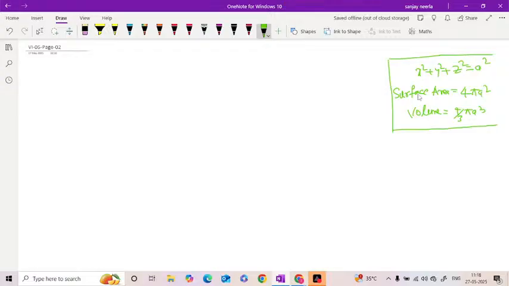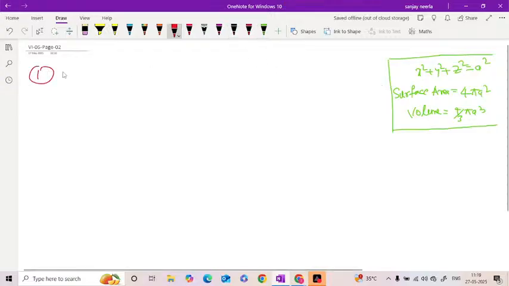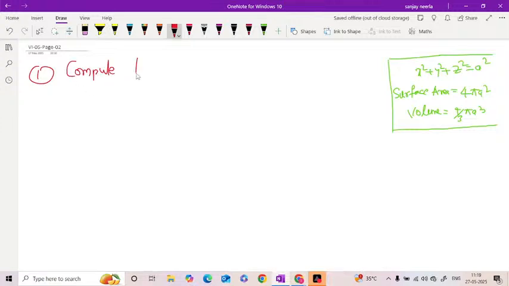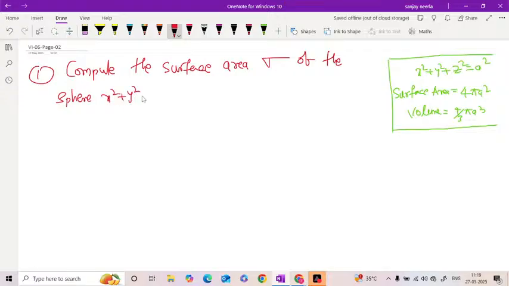Now we will see the first problem. Compute the surface area sigma of the sphere x square plus y square plus z square is equal to a square. So we know the answer is 4 pi a square.